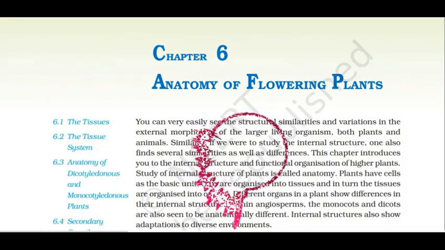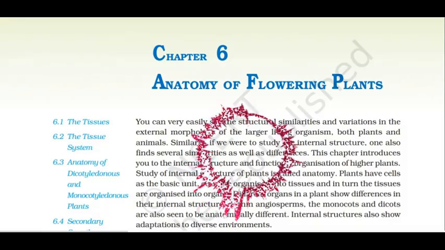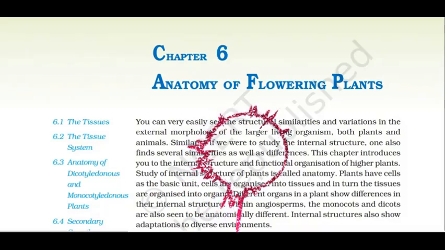Anatomy of flowering plants. You can very easily see the structural similarities and variations in the external morphology of the larger living organisms, both plants and animals. Similarly, if we try to study the internal structure, one also finds several similarities as well as differences. This chapter introduces you to the internal structure and functional organisation of higher plants.